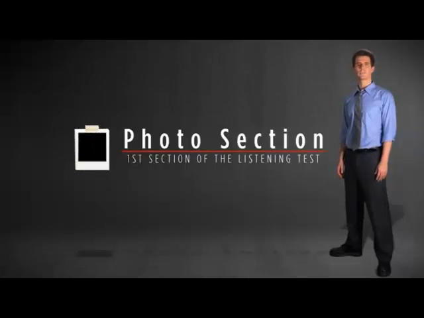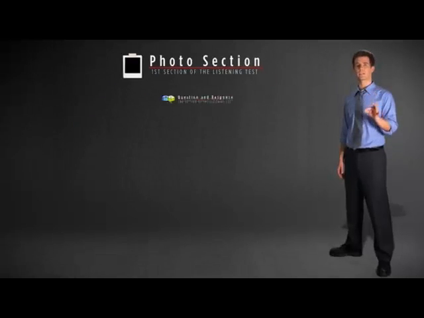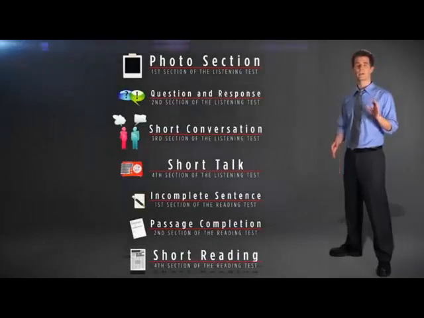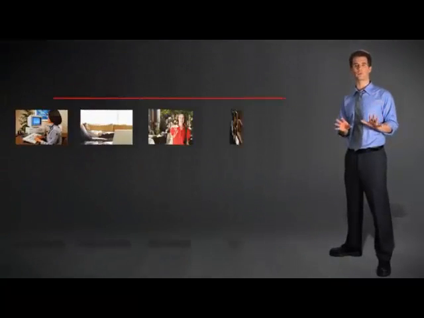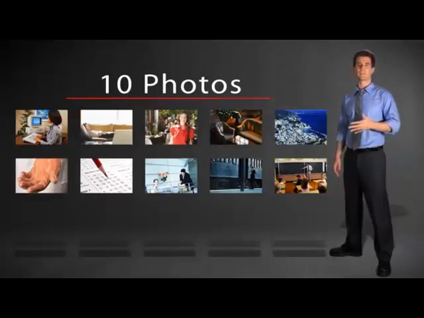Today, we're going to take a look at the photo section of the TOEIC test. Now, the photo section is the very first section of the test. It's also the shortest test. Here, you will see 10 photos. The photos can be of a group of people, or maybe an object, really anything.